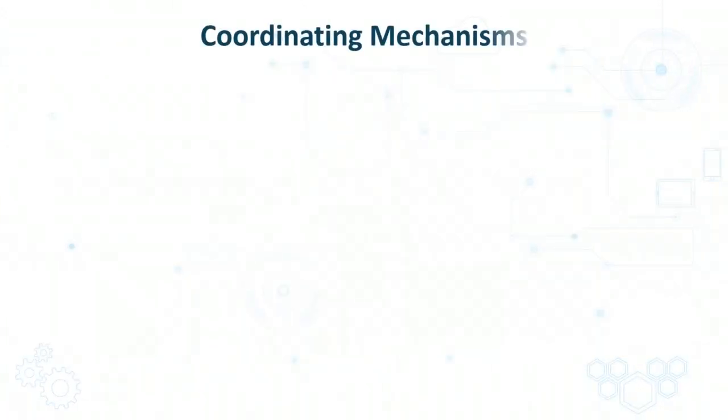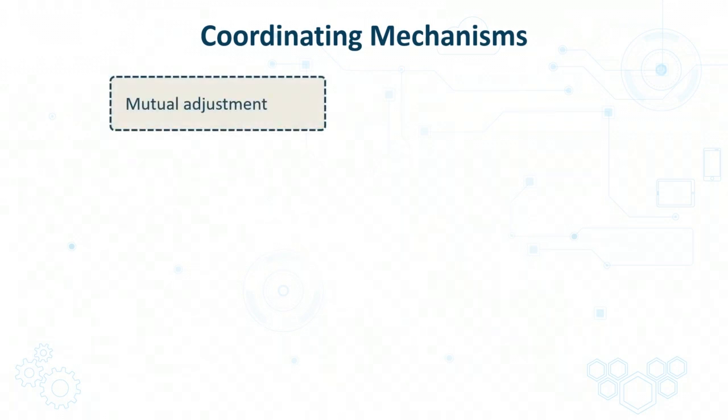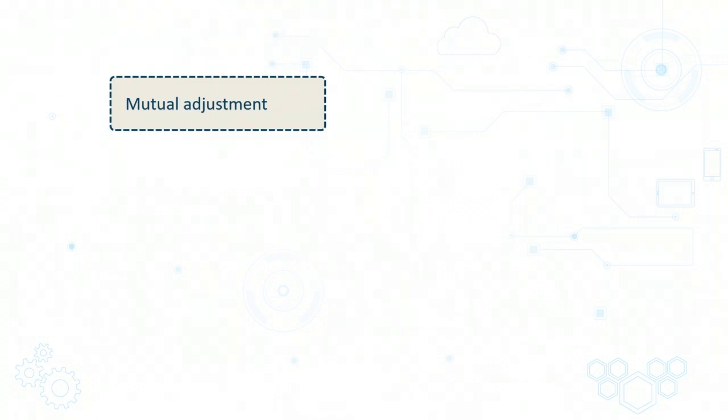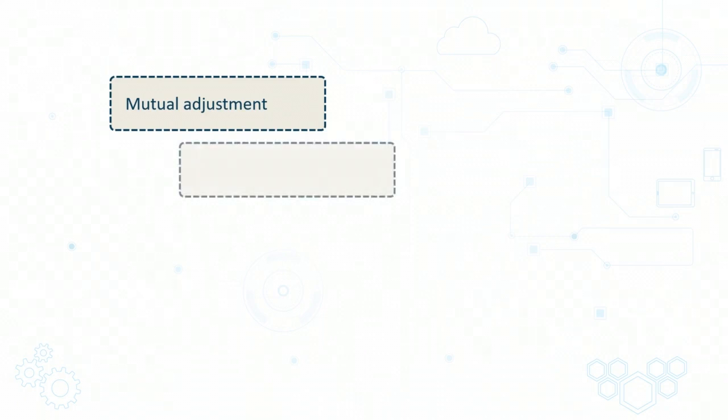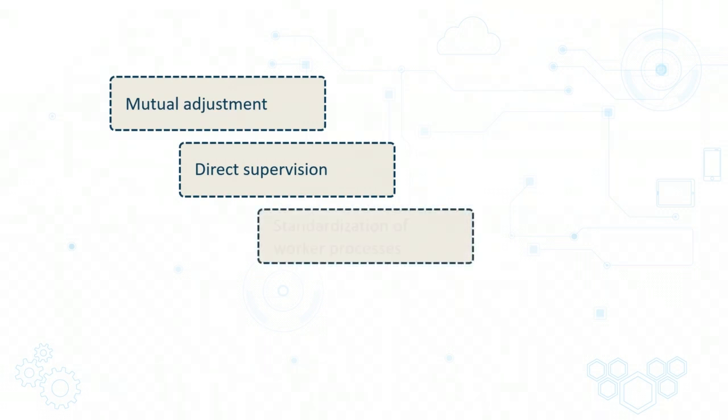These are the basic coordinating mechanisms. Mutual adjustment is based on the process of informal communication and is typically used in small organizations for extremely complicated tasks. Direct supervision achieves coordination by having one person take responsibility for the work of others, issue instructions, and then monitor their actions. The third mechanism, standardization, has three components.